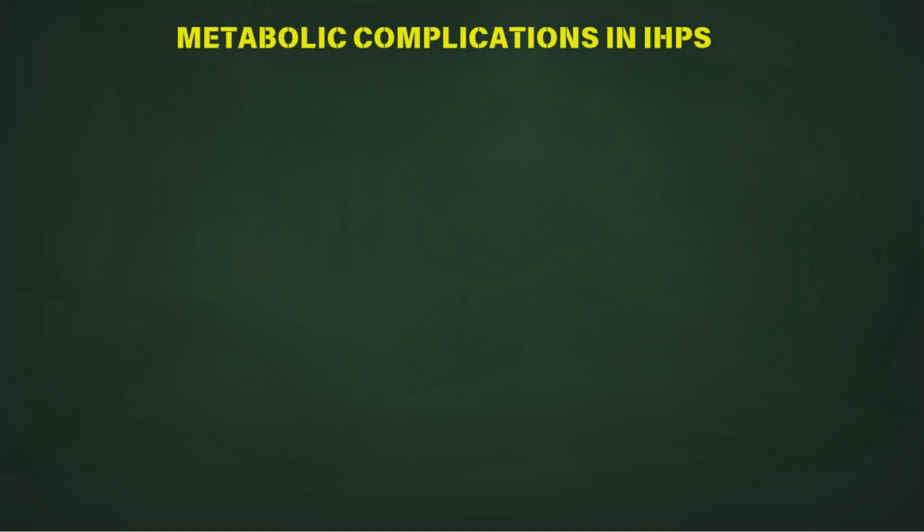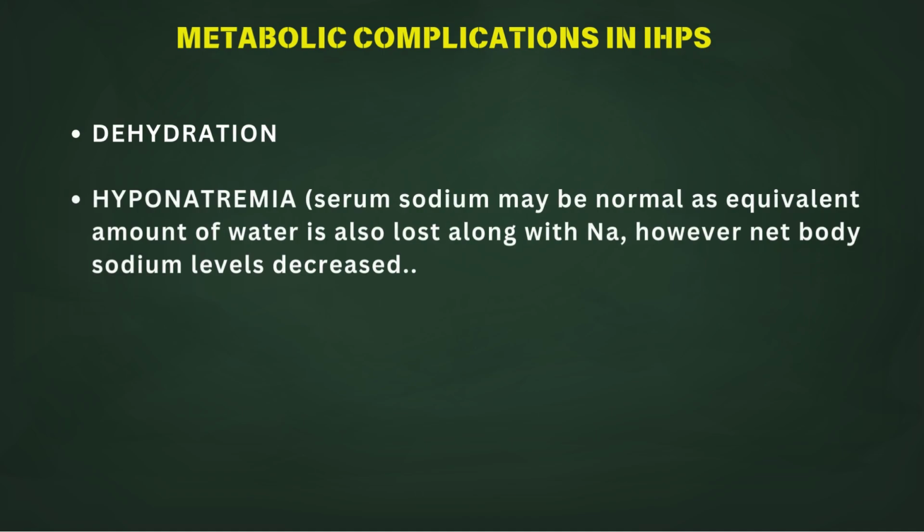Summarizing the metabolic complications or abnormalities in idiopathic hypertrophic pyloric stenosis. Number 1, there is dehydration. Number 2, there is hyponatremia. It is important to note here that despite body sodium depletion, the serum sodium may be normal. This is because both water and sodium are lost from the body. As we all know, the serum sodium levels depend upon the relative concentration of the sodium with the body water content. As both are lost from the body, the serum sodium may be either normal or slightly decreased.